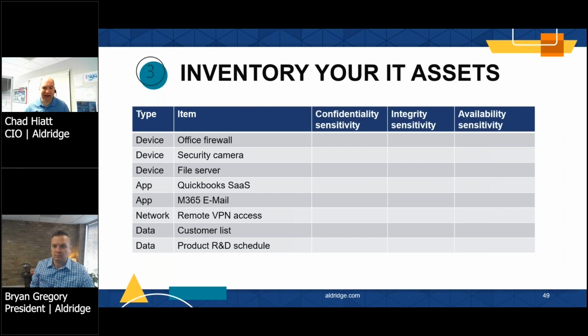To our list, we're going to add 3 more columns because we want to use this asset list to know what's important. And important means asset sensitivity. So we're going to use those same 3 axes that I talked about at the start: confidentiality, integrity, and availability.